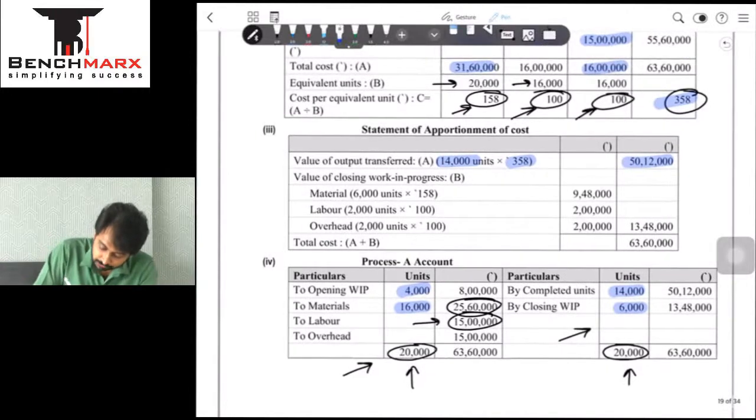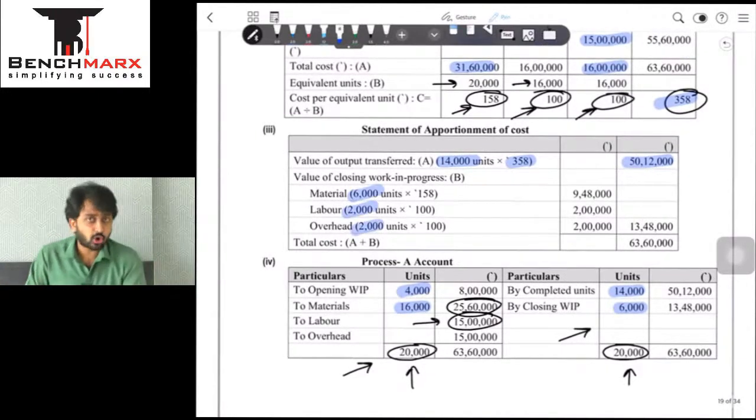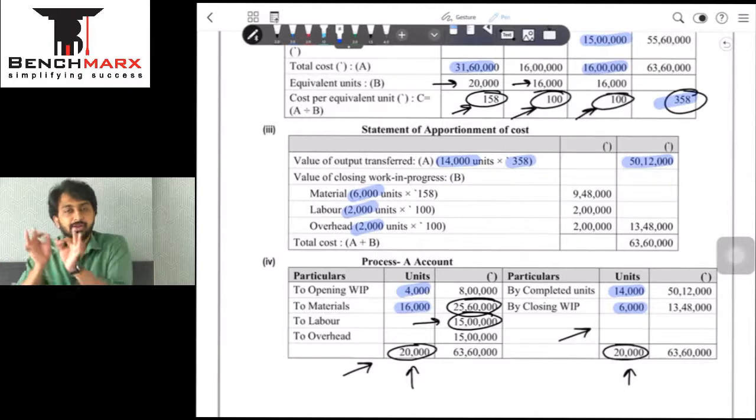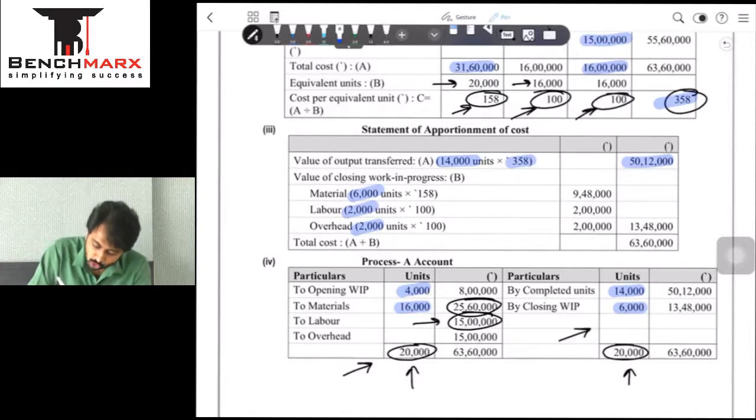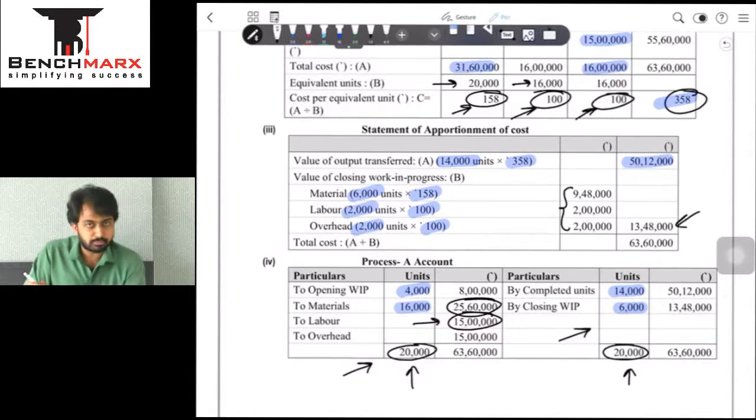This 6,000, 2,000 and 2,000, they are all coming from closing stock equivalent content. Do not use total. मेरे को सिर्फ closing stock value करना है, so I will only use the equivalent units of the closing stock row. ठीक है, and respective cost is 158, 100, 100 जो ऊपर से ही मिला है, and total करने के बाद I will get the cost of my WIP as well.